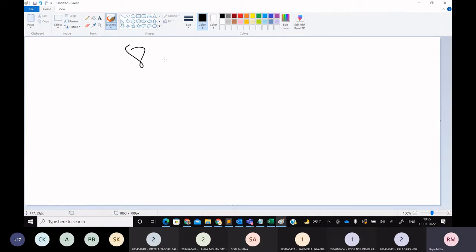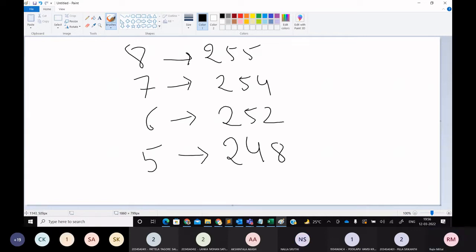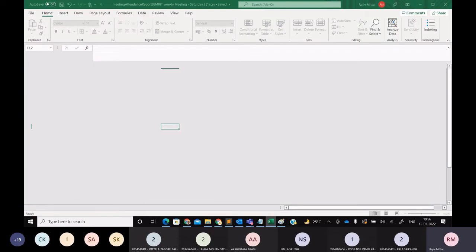Right? So just to give you an overview of how to remember this. Whenever you say 8 bits, it's always 255, because there are only 8 numbers which we have to remember. If it's 7 bits, how much? 254. If it is 6 bits, how much? 252. And if it is 5 bits, 248.